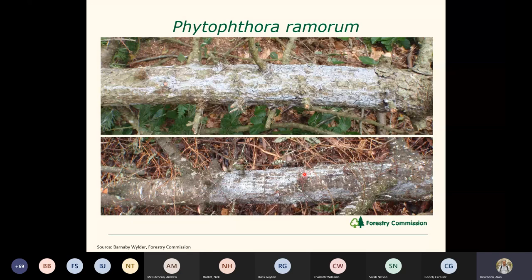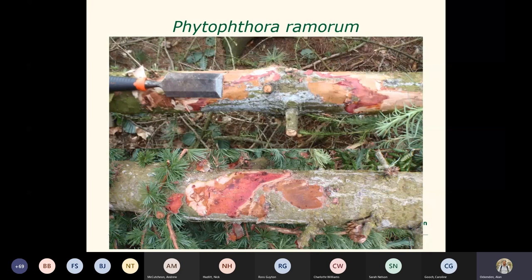But again, if you look a bit closer here, you can see a slight bit of epicormic reaction that's then suddenly died off as well, all indicating that this has been a rather sudden and rapid onset of disease within the tree. So now we're going to have a look at what's going on underneath the bark.